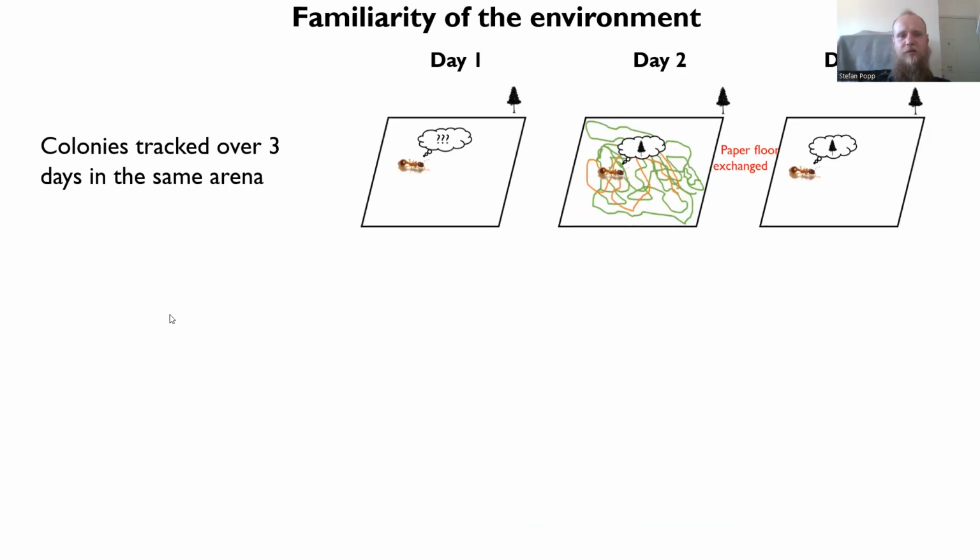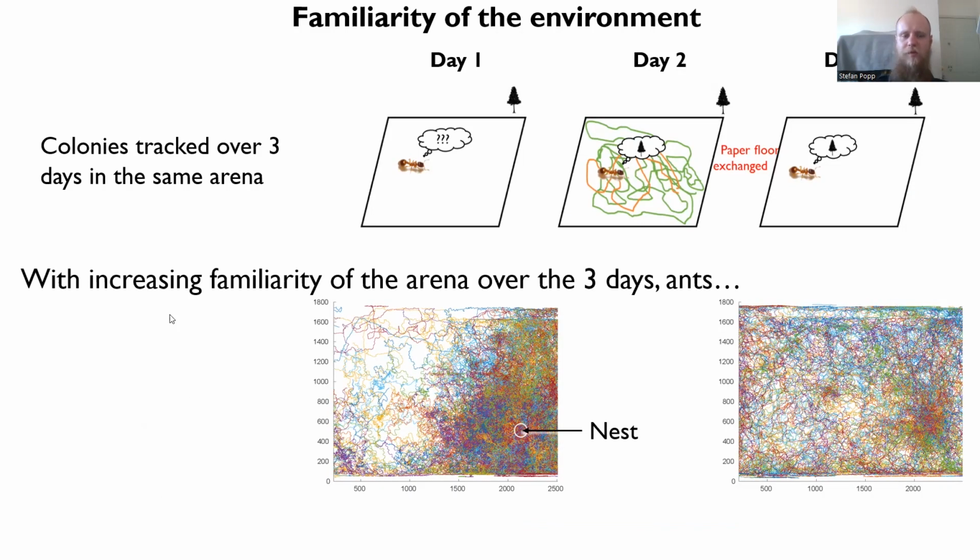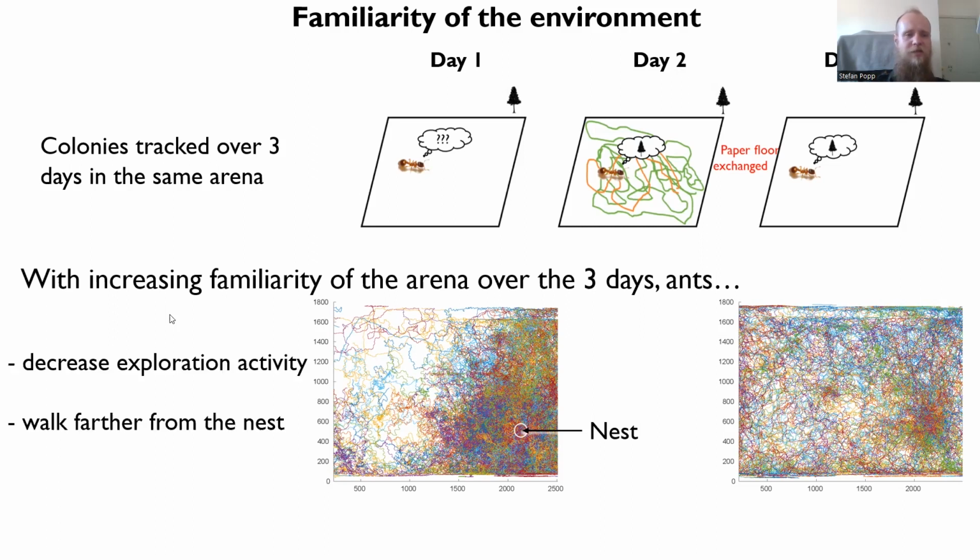So to answer this question of how they change their movement behavior with familiarity, I track these colonies not over 1 day, but over 3 consecutive days in the same arena, again, over 5 hours each. And this is a visual representation of the results. On the left is day 1, and on the right is day 3. So you can see here that they decrease their exploration activity.